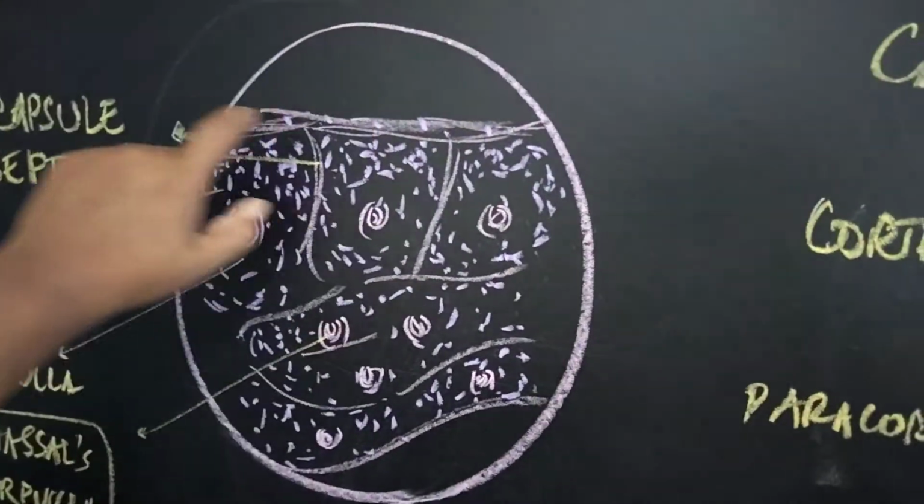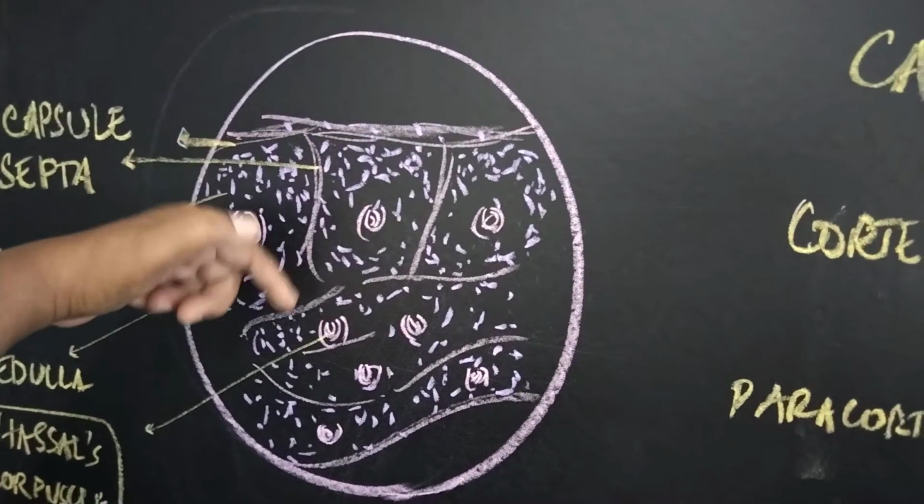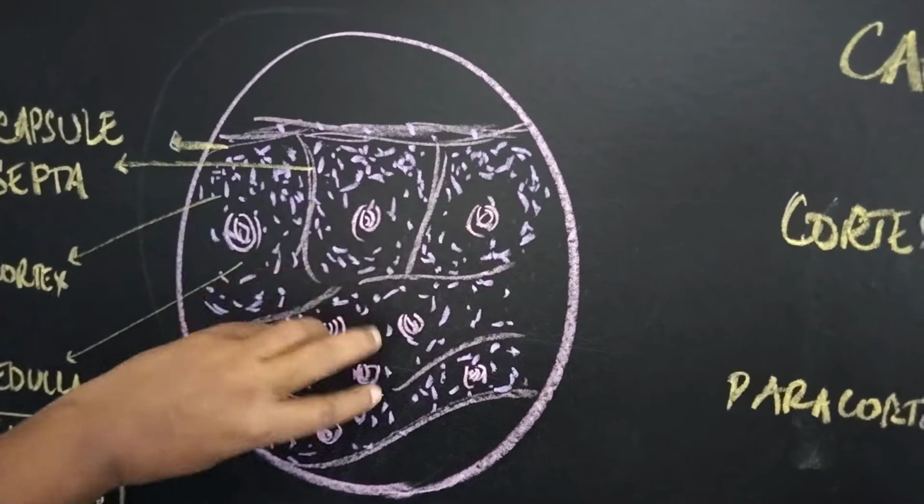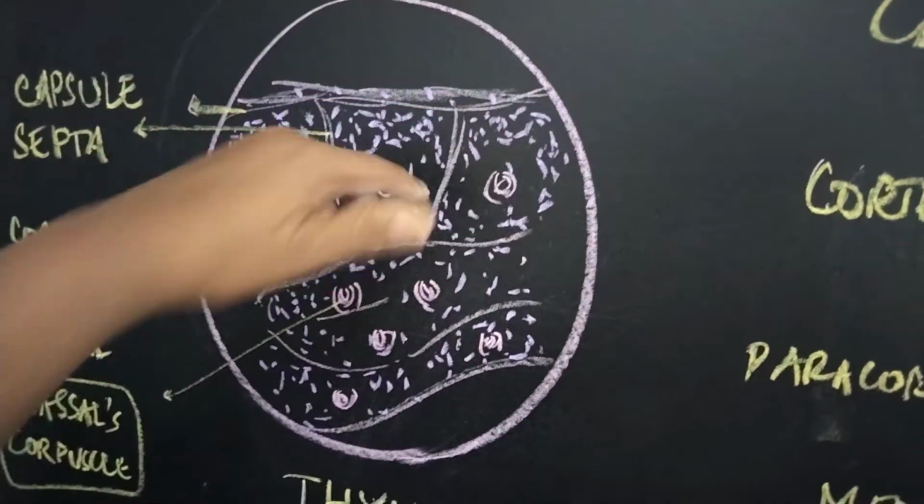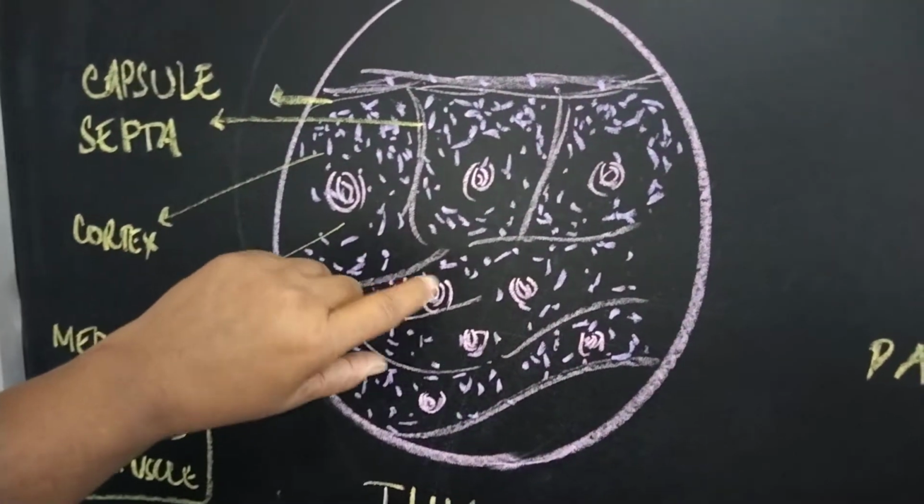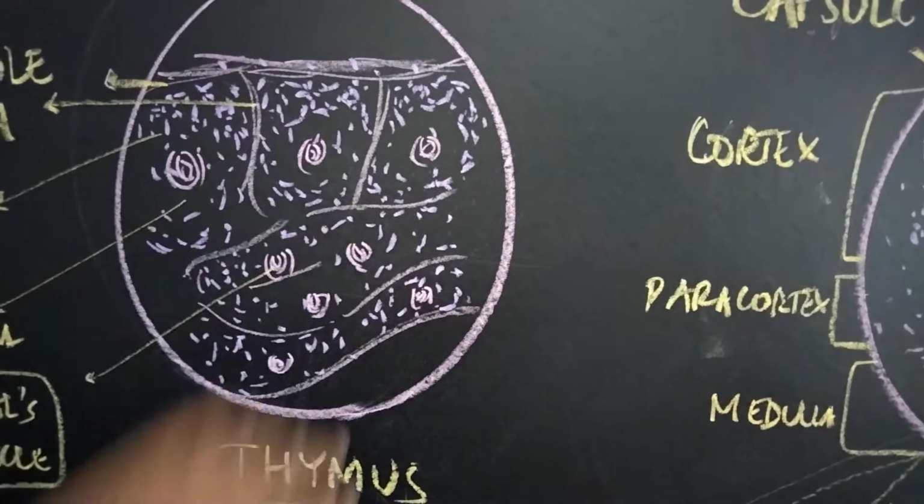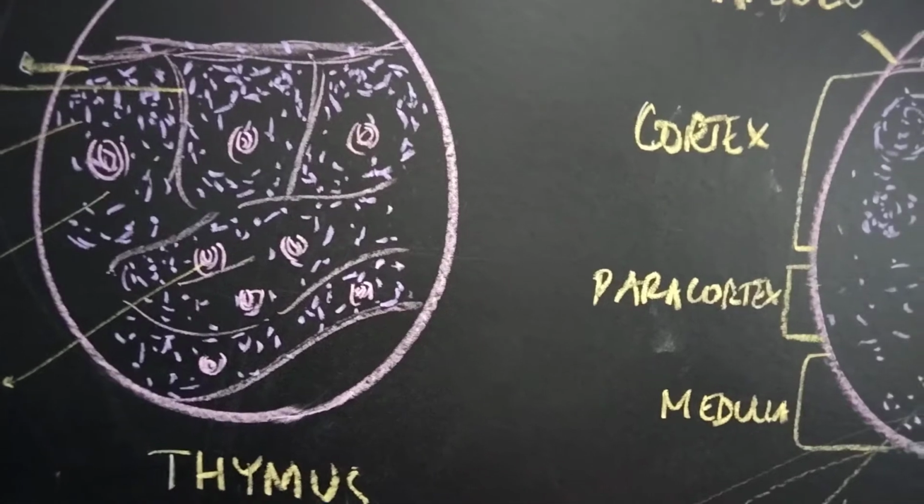Thymus has a capsule, and the septa from these capsules go inside the cortical area. This is the outer cortex and the inner medulla. These septa are intervening and are incomplete, so the medulla of one lymphatic follicle continues with the other lymphatic follicle.